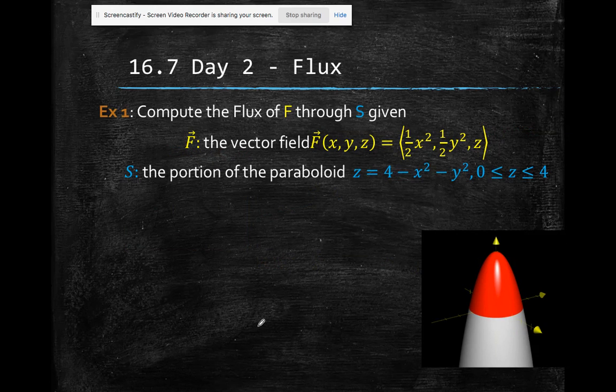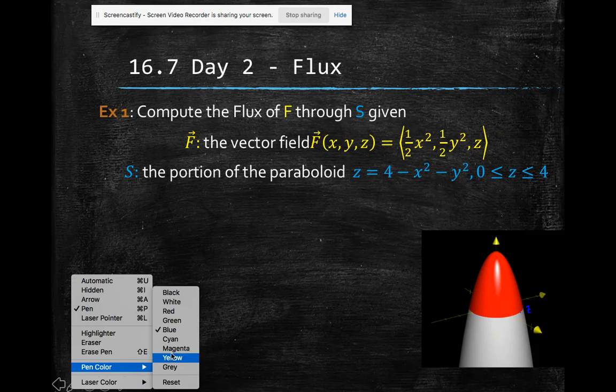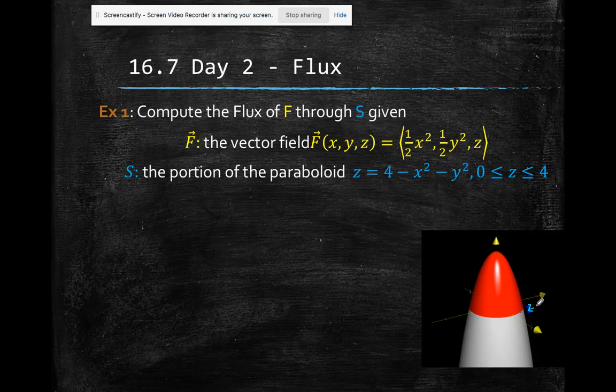I want you to compute the flux through this surface, which I've colored red. It kind of looks like a rocket, doesn't it? The bounded surface: I'm bounding the paraboloid between z equals 0 and z equals 4. So it is closed, and it is orientable, because any point I pick along this, I can draw a normal, and the normal will be coming out.